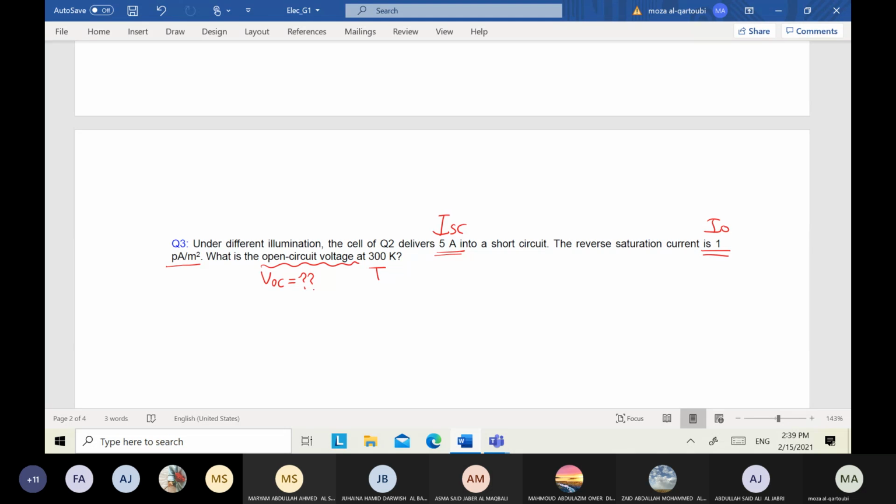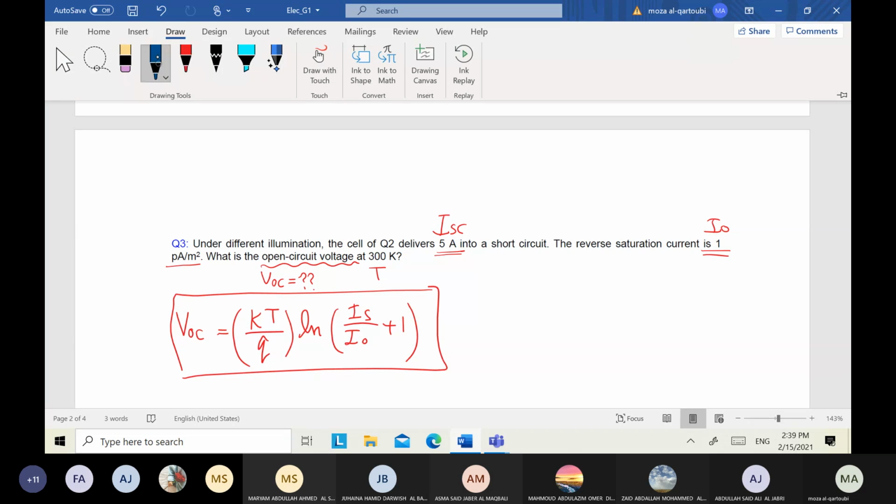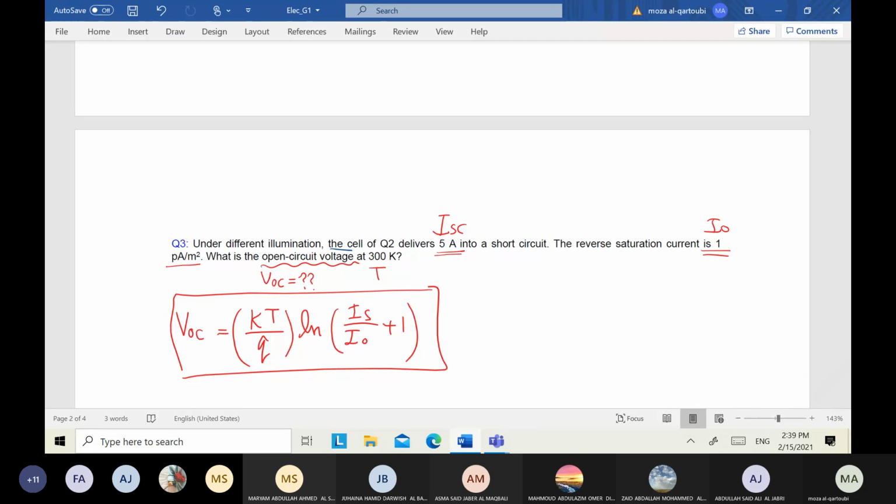We need an extra value to find V open circuit. We know V open circuit in general equals KT over Q ln of I short circuit over I saturation plus 1. So from this rule, we need extra information. It should be yes, because in this question we are asked to refer to question number 2. So we need extra information from question number 2. Which information do we need here?